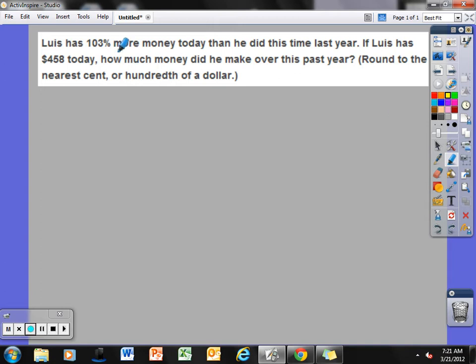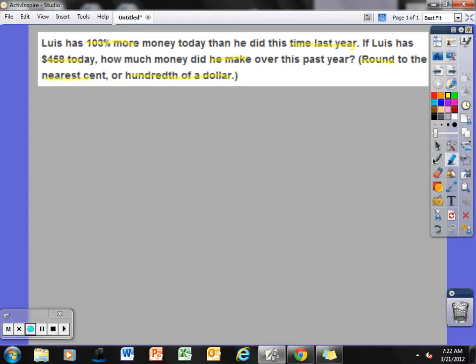It says here, Lewis has 103% more money today than he did this time last year. I bet we all wish we had that. If Lewis has $458 today, how much money did he make over this past year? Round to the nearest cent or hundredth of a dollar. So, Lewis has 103% more today than he did this time last year. Okay, so more than last year.